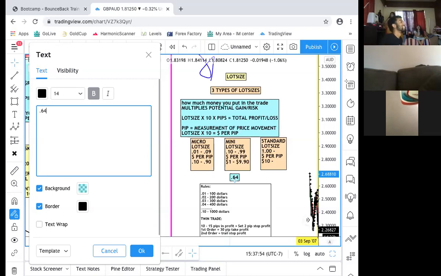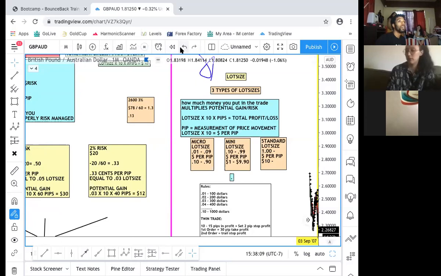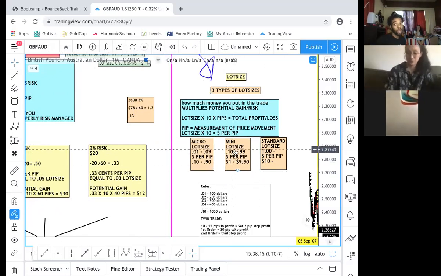If I have a 0.64 lot size, how much am I gonna be risking? 640. Yep, exactly. All we do is multiply by 10. Perfect. So those are our mini lot sizes.